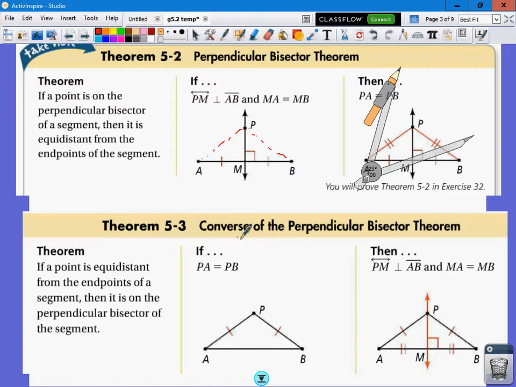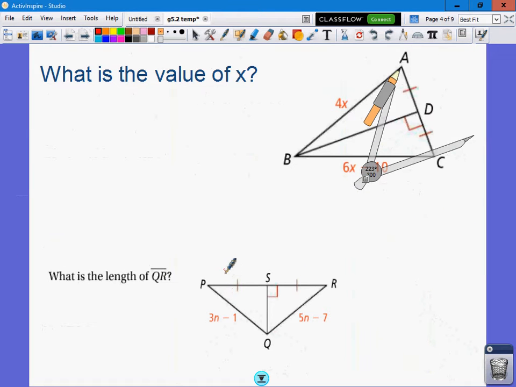The converse is also true. If these two pieces are congruent, then when I draw a line in that's perpendicular through P, it will in fact be the perpendicular bisector. It will cut it into two equal parts. So let's look at an example.